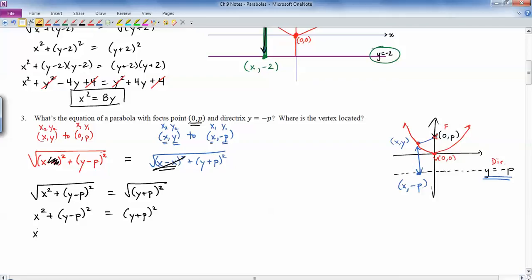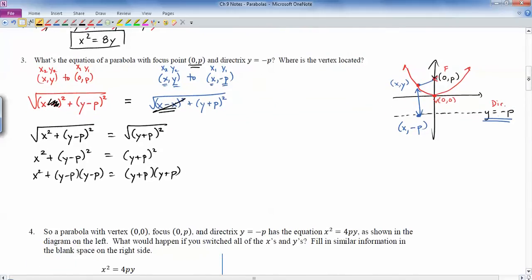And then I'm going to want to FOIL out the y minus p squared. So first let me write it like this so it's easier to see what we're doing. And this is going to turn into x squared plus, and then when we FOIL, y squared minus a py and another negative py, so minus 2py. And then negative p times negative p will be plus p squared. And then on this side, we'll get a y squared, and then a py and another py, so plus 2py, and then plus p squared.